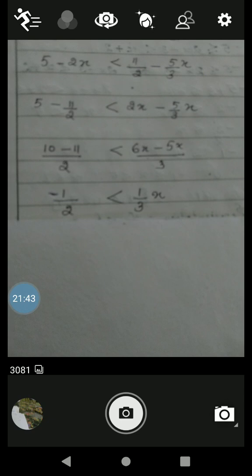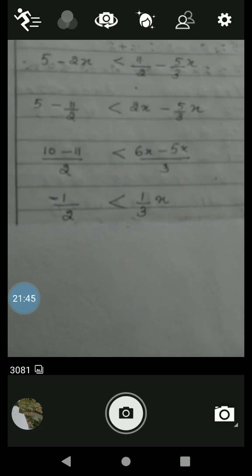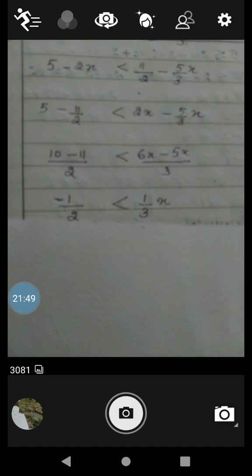When we take LCM, 3 is the LCM, 3 into 2, 6x minus 5x. Okay. Now 10 minus 11 by 2 is minus 1 by 2, minus 1 by 2 is less than 1 by 3 x. Now transpose 3 to the left side, we get minus 3 by 2 is less than x. What is minus 3 by 2? We can convert this into decimal fraction, that is minus 1.5. That is, minus 1.5 is less than x.